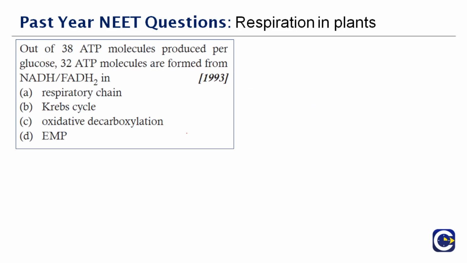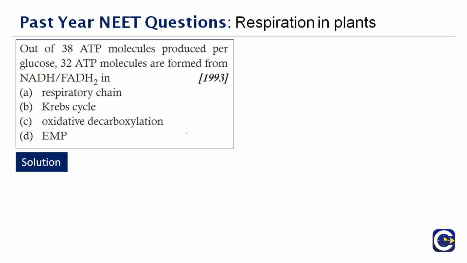This question was asked in the year 1993. Complete degradation. So what is the question here? Out of 38 ATP molecules produced per glucose, 32 ATP molecules are formed from NADH and FADH2 in dash. Okay, this is a very easy question for you to answer. We know the net gain is 38 ATP molecules produced per glucose. Now, 32 ATP molecules are formed from NADH or FADH2. So what does this process denote now?